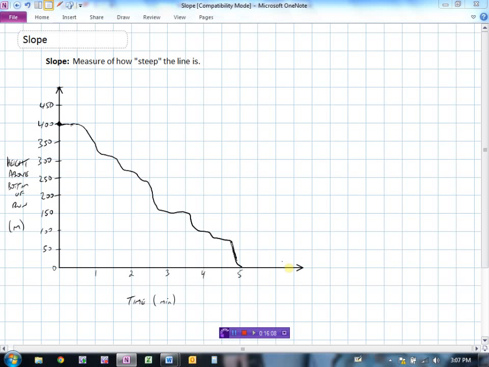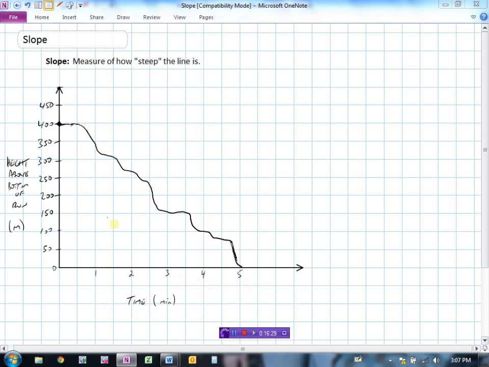So I've made a little graph up here. This is a situation where we rode the chairlift to the top of the ski run and we got off at the top. And so on this axis I've plotted my height above the bottom of the ski run. And on this axis I've got time.